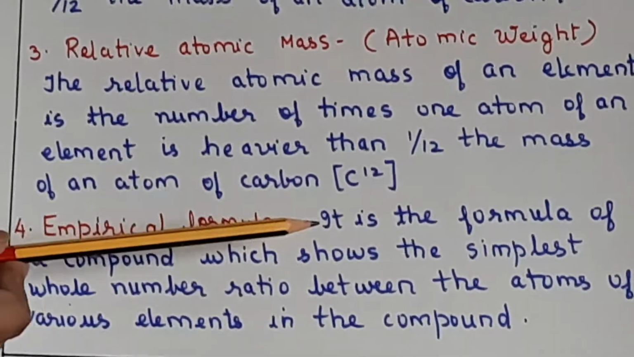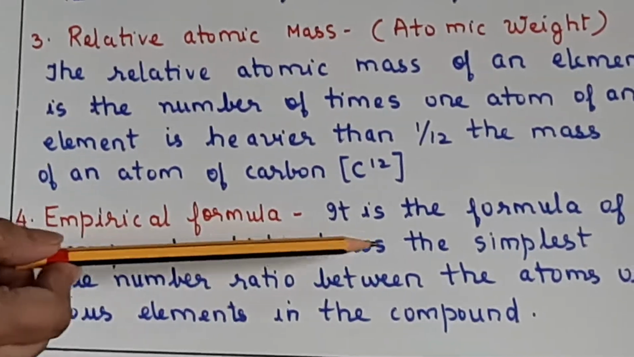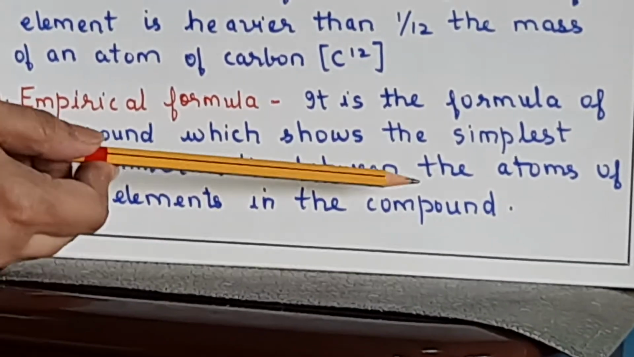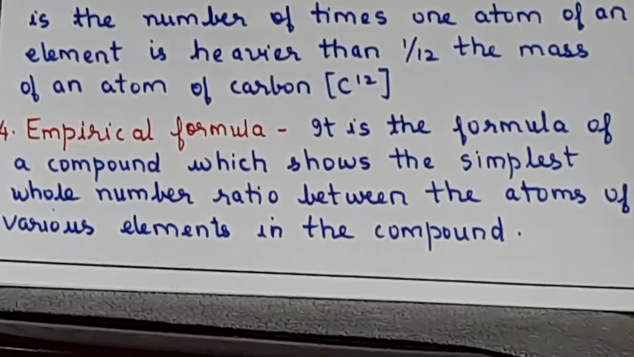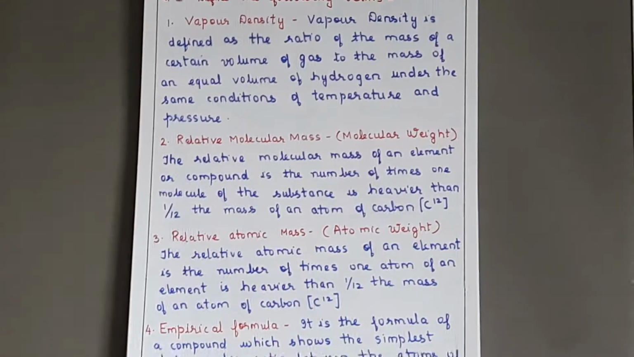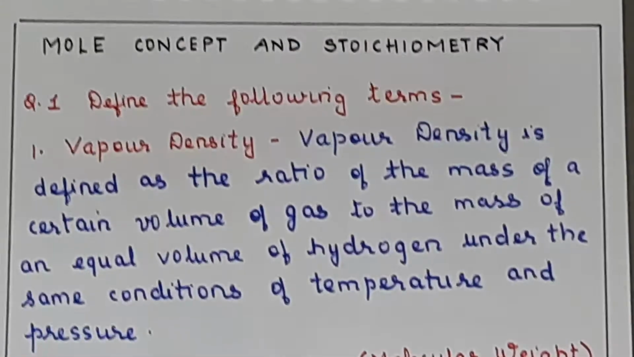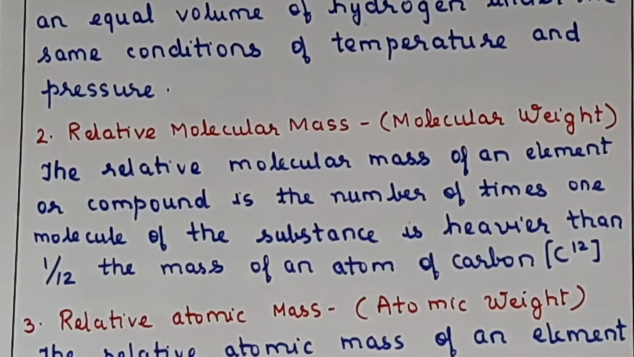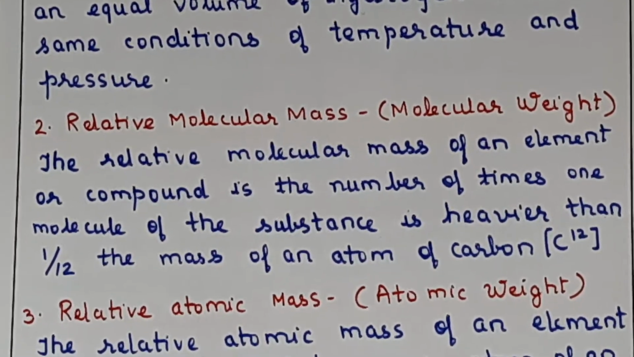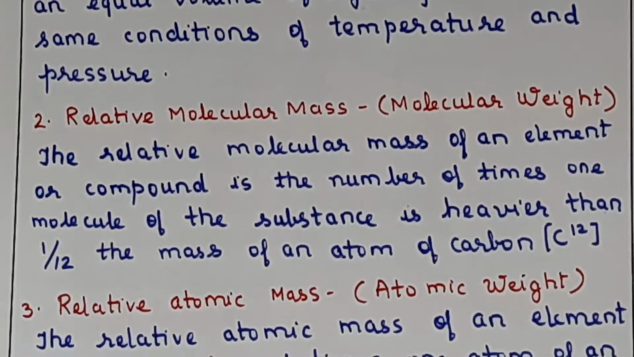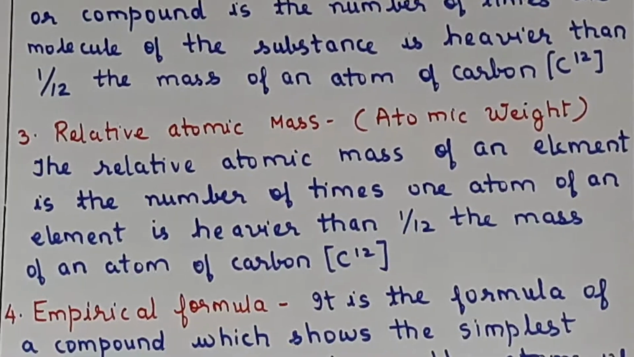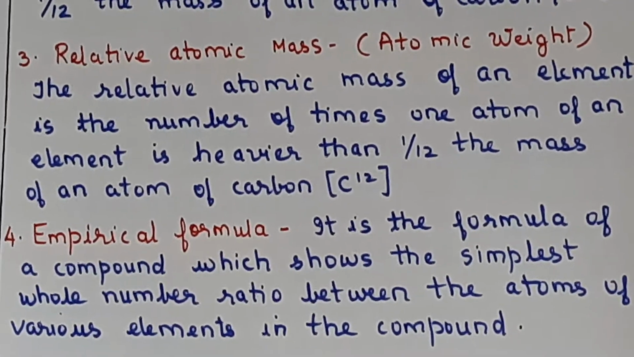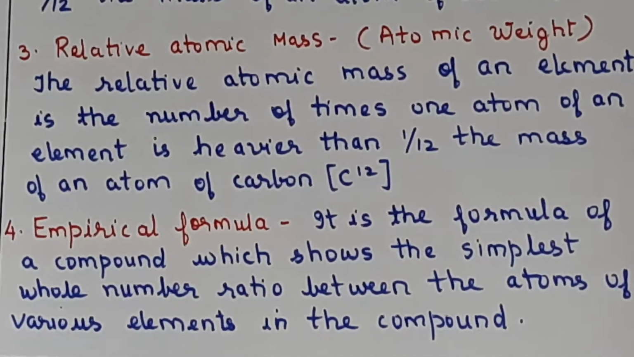Empirical formula is the formula of a compound which shows the simplest whole number ratio between the atoms of various elements in the compound. In case you want to note this down, we'll just pause for a few minutes here. You can write down by just pausing the video in your notebook. If you have missed anything, all these definitions are very important. You have to learn these definitions thoroughly, because this is the only theory which is there in this chapter.